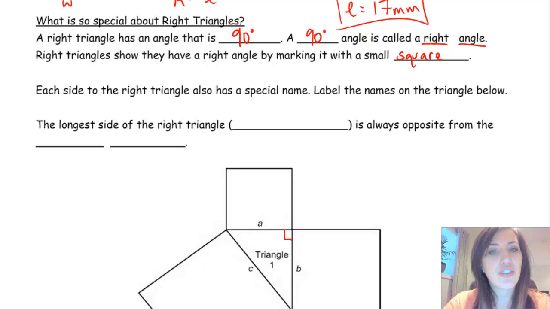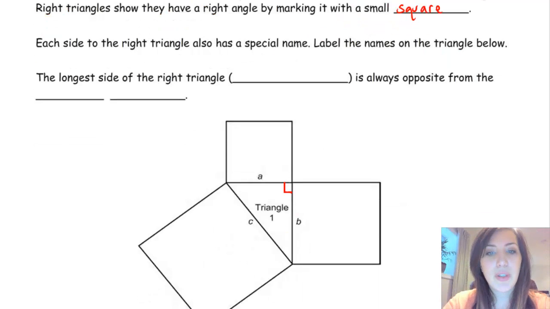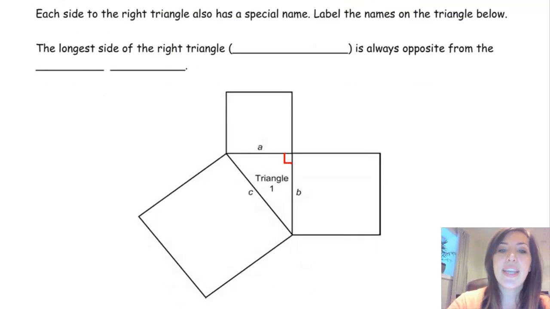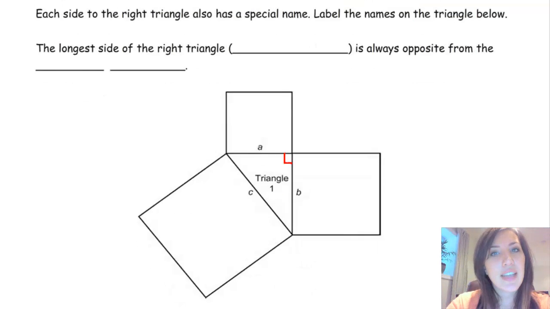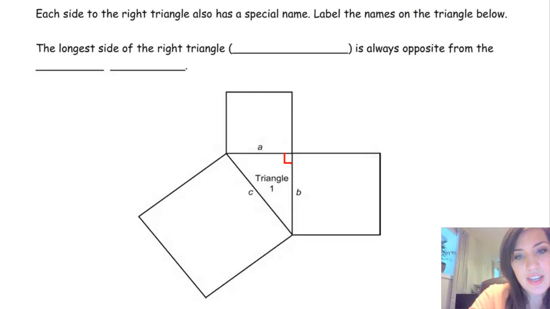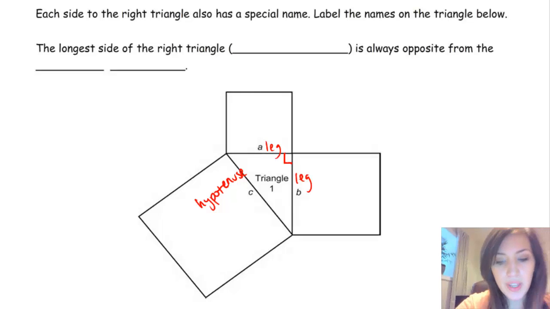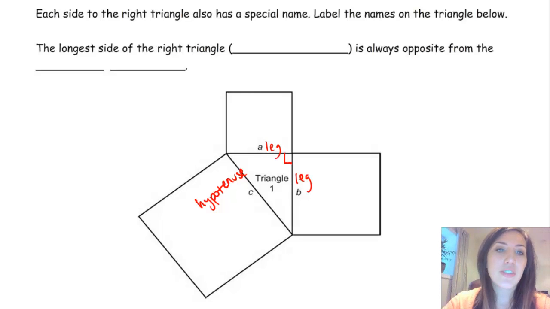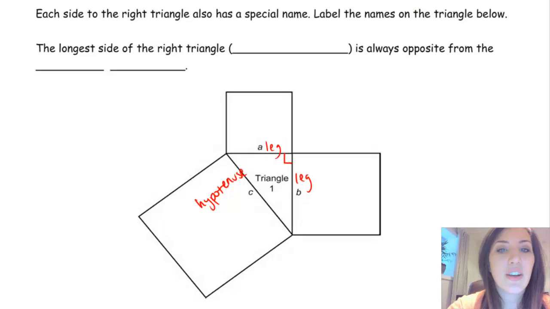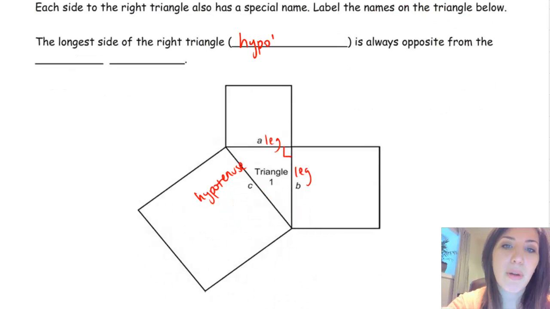Each side of the right triangle also has a special name, and we're going to label the names below. The name of the side that's opposite from the square is called the hypotenuse. So I'm going to write that here, hypotenuse. And the other two sides are called the legs, one leg, two leg. So the longest side is called the hypotenuse.